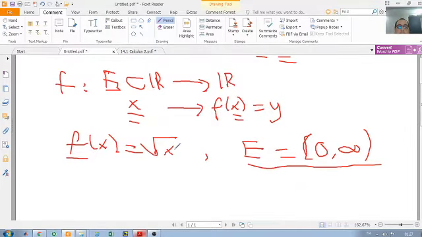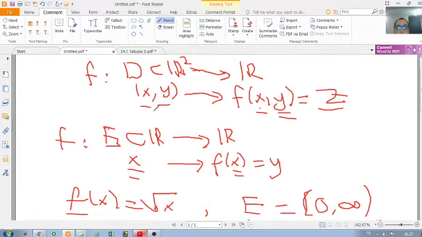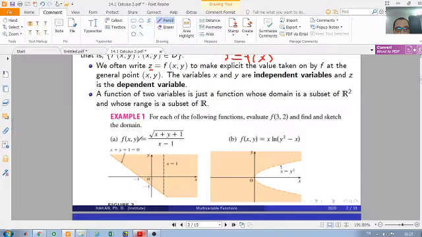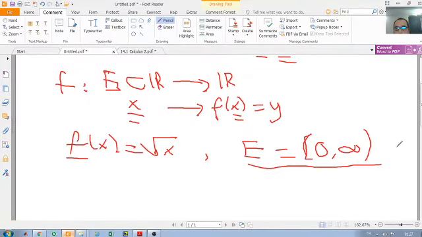You see, we just have x, but for functions of two variables, the domain will be a region in the two-dimensional coordinate system. For example, also you see this is a subset of the set of real numbers.